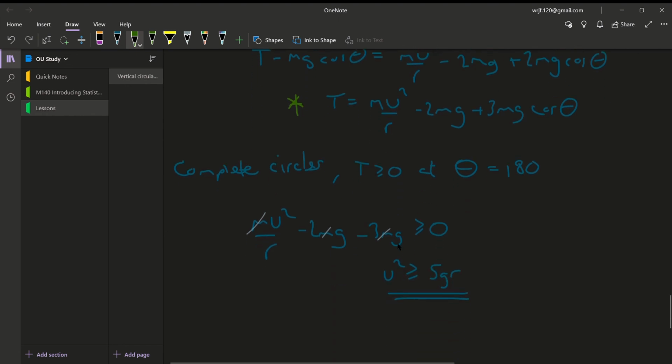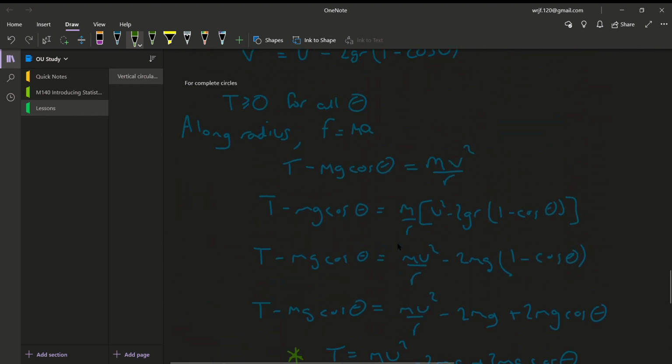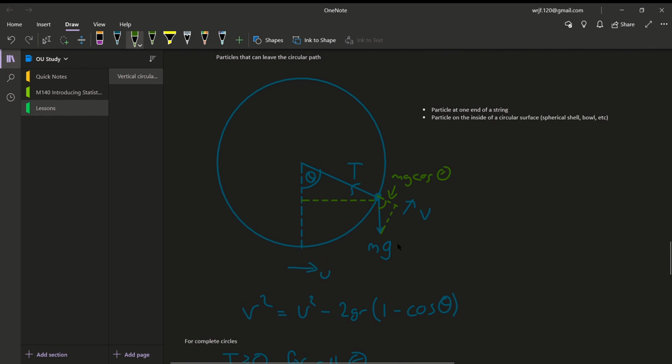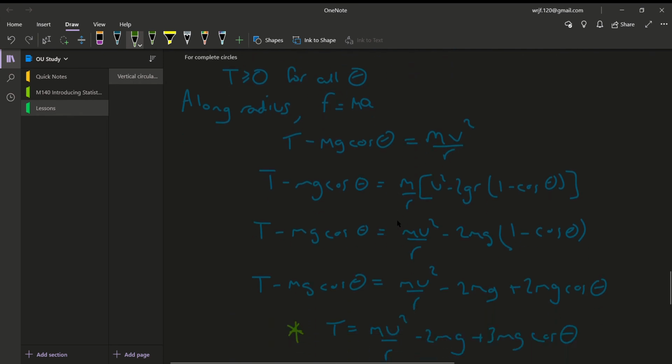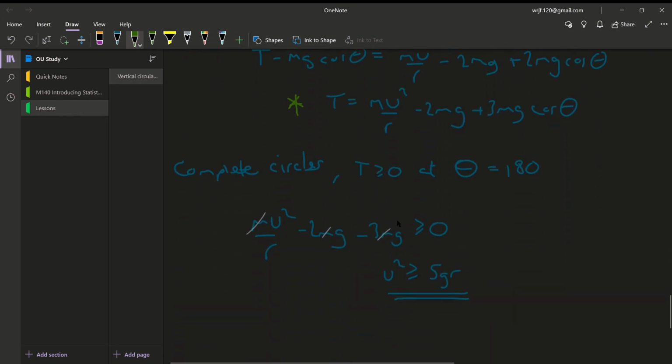And there we are. So there is another case to look at as well, and that's what happens if the object can leave from the outside of the circle rather than inside the circle, and I'll put that in another video.